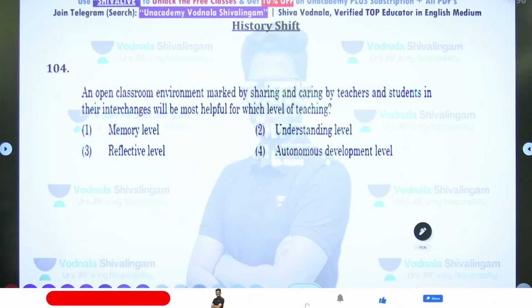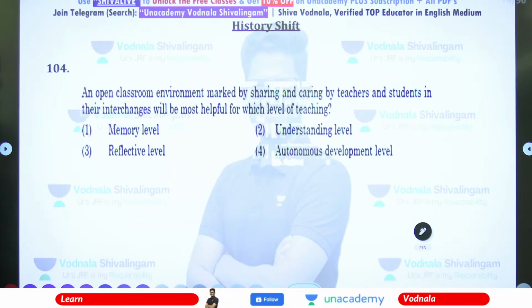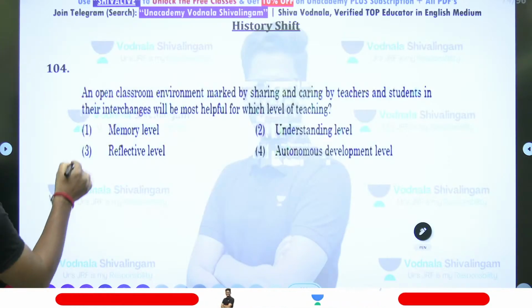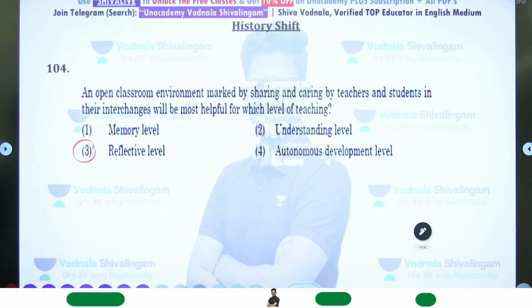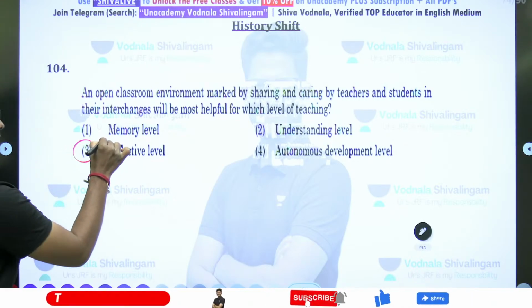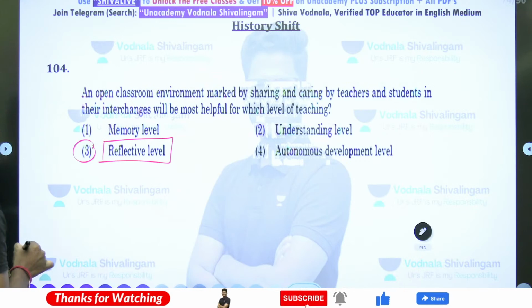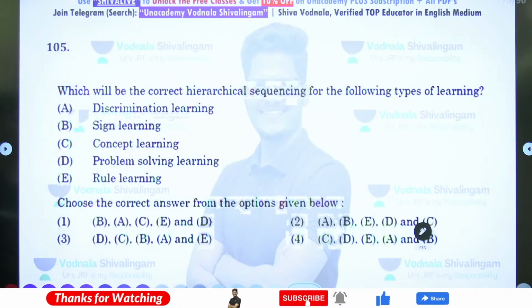an open classroom environment marked by sharing and caring by teachers and students in their interchanges will be the most helpful for which level of teaching? An open classroom environment marked by. Option 3, reflective level. An open classroom environment marked by sharing and caring by teachers and students in interchanges will be the most helpful in which level of teaching? That is reflective level of teaching. Because open classroom environment means it is having a solution for many questions.